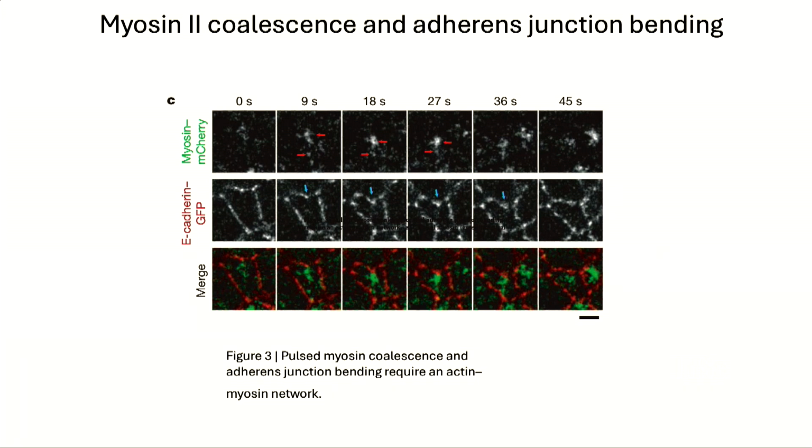increased accumulation of the myosin in the middle is also correlated with constriction of the entire membrane, where indents of myosin or cadherin can actually be seen close to the myosin accumulation. So this is essentially, very roughly said, adherens junction bending.